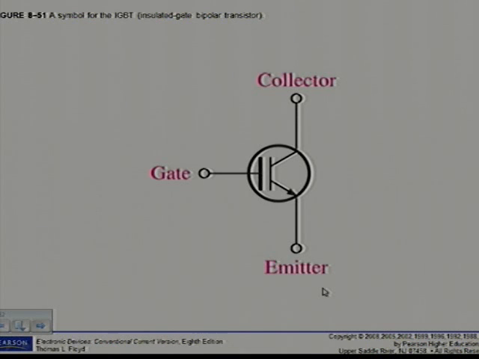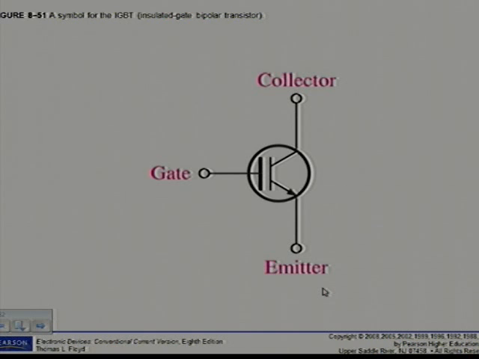Of course you have to know the symbol for the IGBT as shown in figure 8.51. The IGBT is a device that has the output conduction characteristics of a BJT, but is voltage controlled like a MOSFET. You can see it's a combination of a BJT and a MOSFET, the IGBT. It is an excellent choice for many high voltage switching applications. Remember, there they name it again. It's an important characteristic of this device.